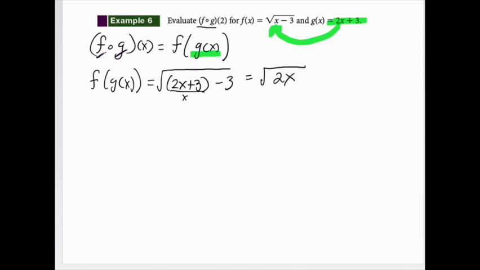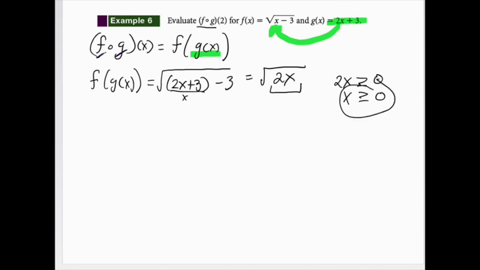Now when I simplify, that's going to give me the square root of 2x, because the 3 and the minus 3 add to 0. I want to make sure that 2x is going to be greater than or equal to 0, which means x is going to be greater than or equal to 0.